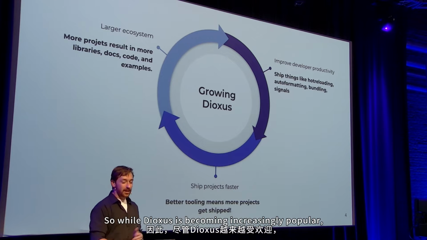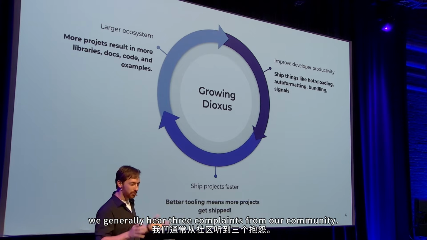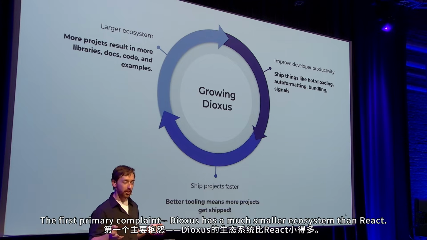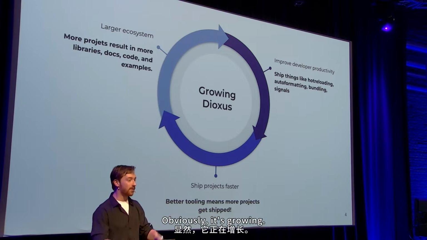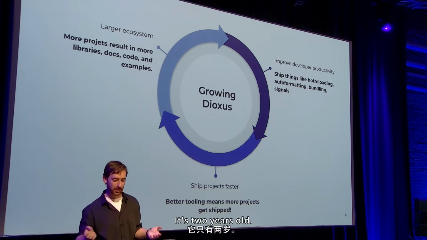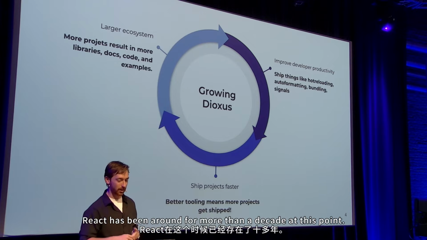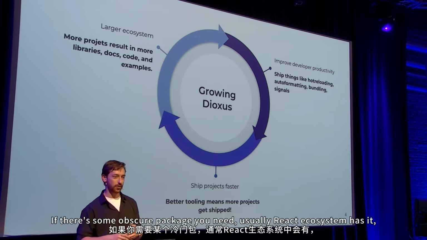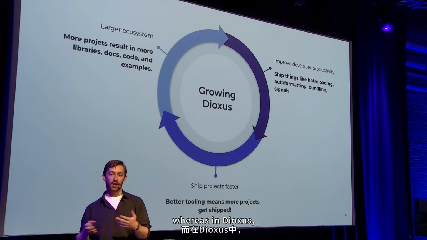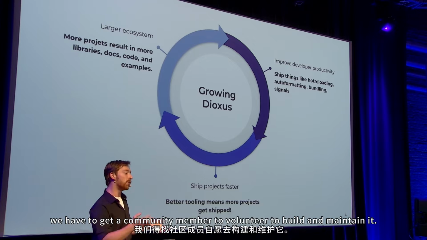So while Dioxus is becoming increasingly popular, we generally hear 3 complaints from our community. We're always listening. The first primary complaint, Dioxus has a much smaller ecosystem than React. Obviously, it's growing, but Dioxus is younger than React. It's 2 years old. React has been around for more than a decade at this point. And React has a lot of momentum. If there's some obscure package you need, usually the React ecosystem has it, whereas in Dioxus, we have to get a community member to volunteer to build and maintain it.